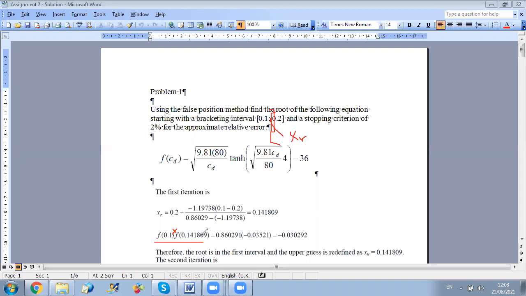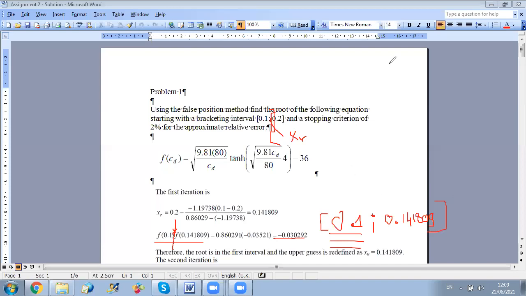Okay, so here, to test if you have the same sign or not, they did the product. Because the product is negative, this means that 0.1 and 0.141 have opposite f signs. So the root will be between 0.1 and 0.141809. So your updated interval now will be 0.1. So the lower end will remain as it is, while you will update the upper end, which will become 0.1418 instead of 0.2, because f of 0.141809 is of the same sign as f of 0.2.